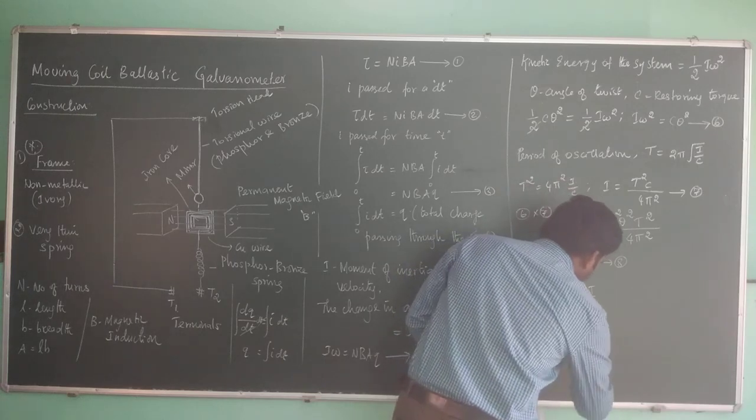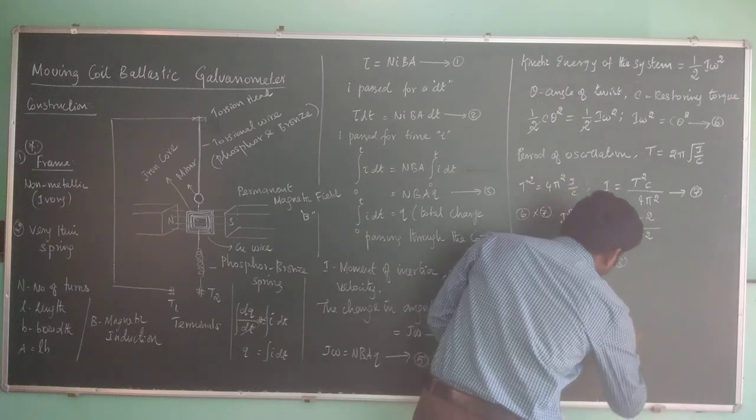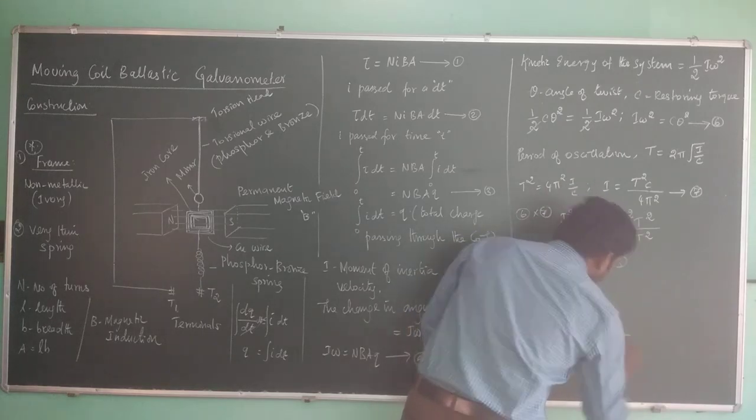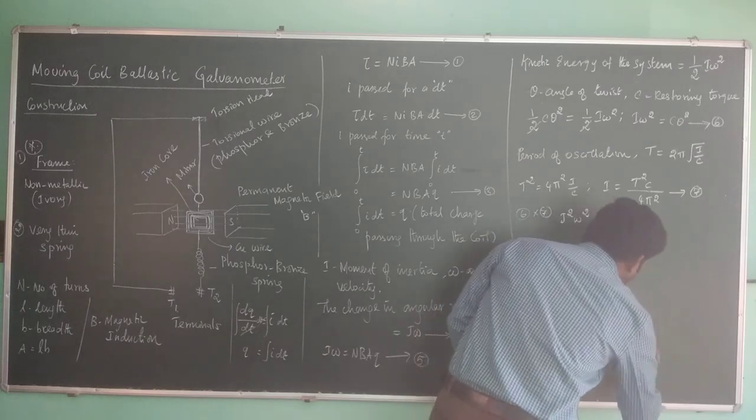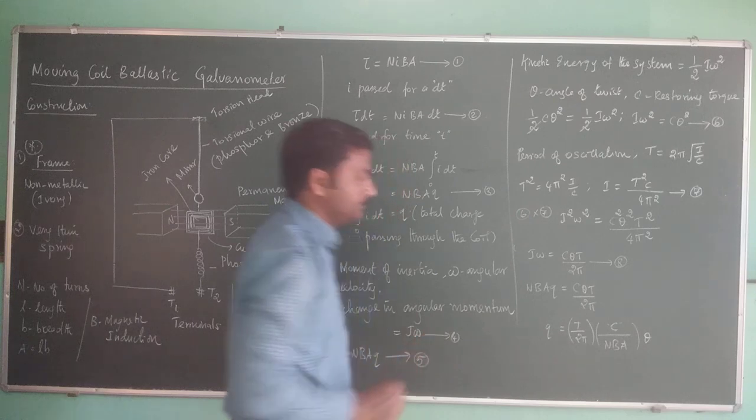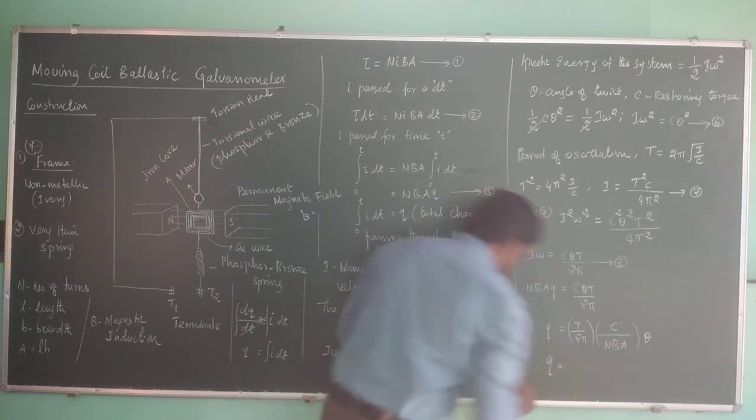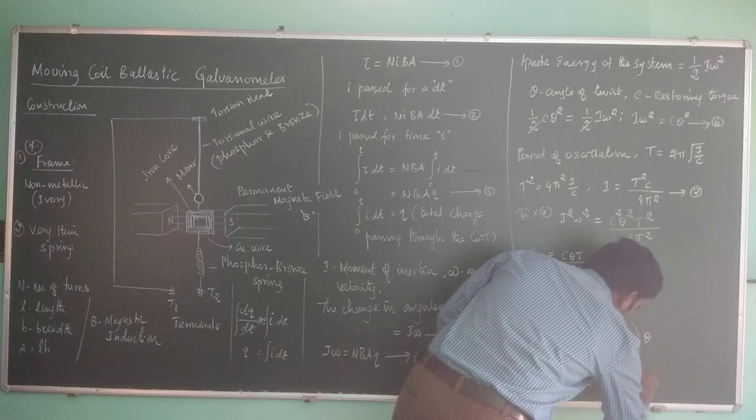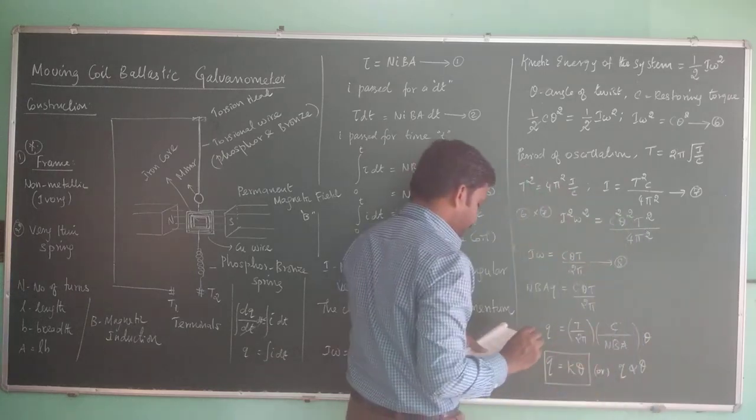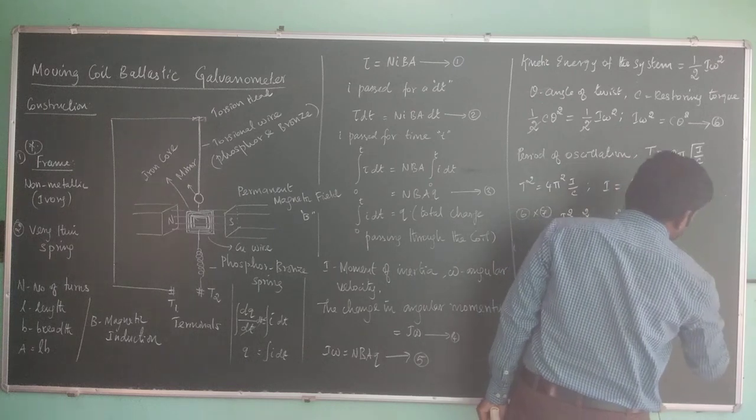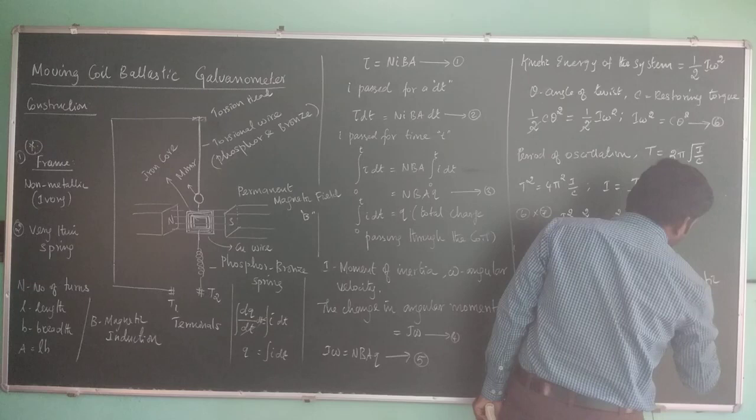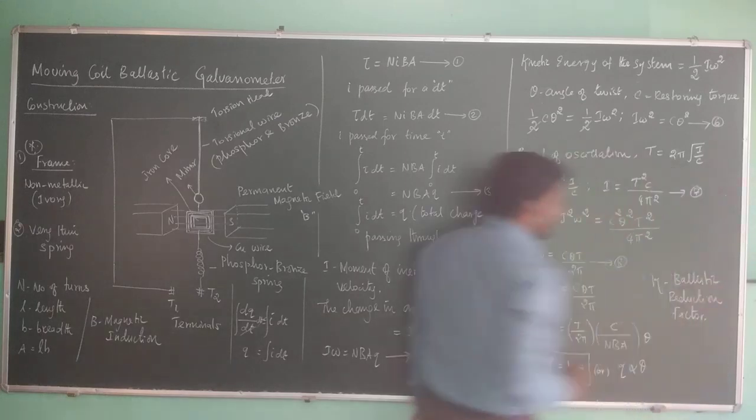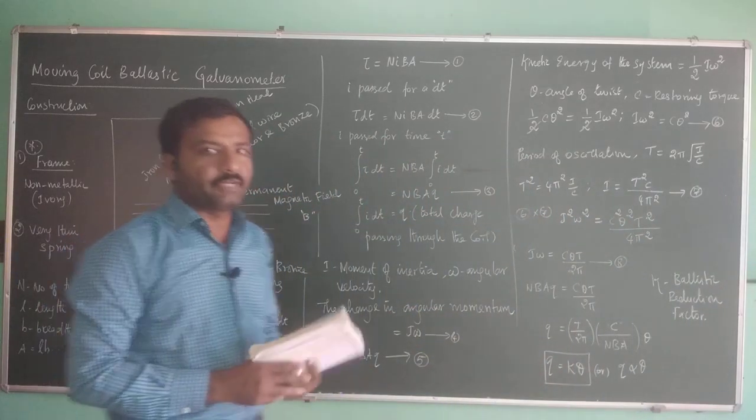So Q becomes T by 2 pi, then C by NBA, multiplied by theta, which is equal to Q. Or you can write Q is equal to K times theta, or Q is proportional to theta, where K is called the ballistic reduction factor.